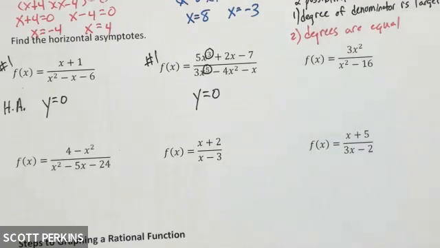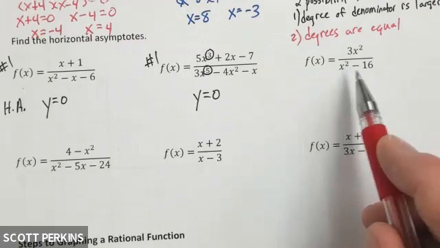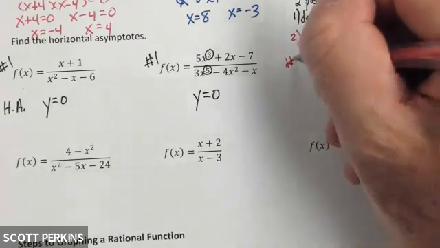Okay, when the degrees are equal, here's how you figure out the horizontal asymptote. So here's my example right here. This is situation number 2.